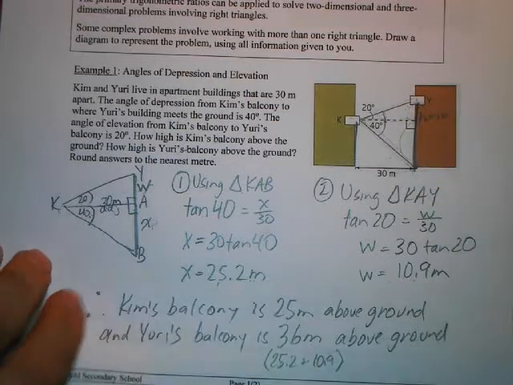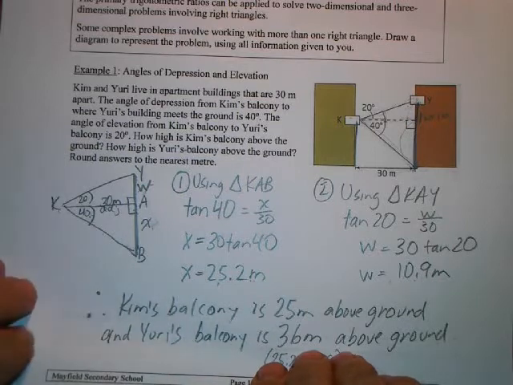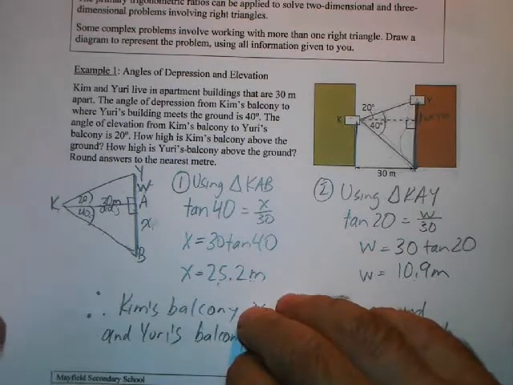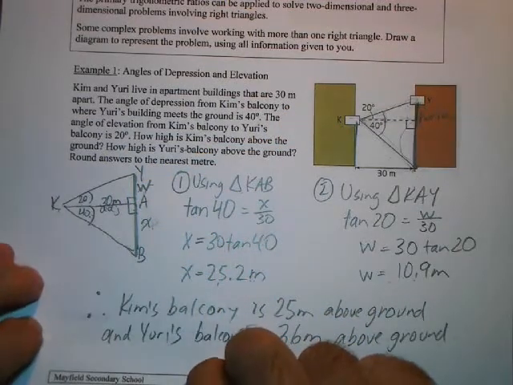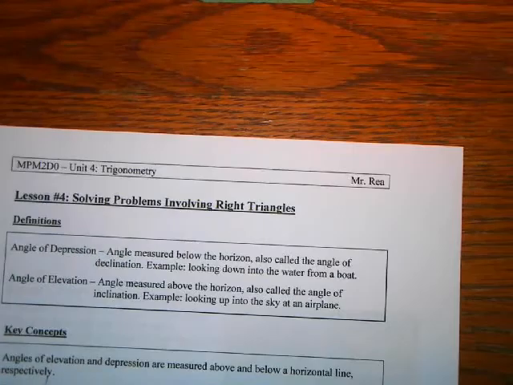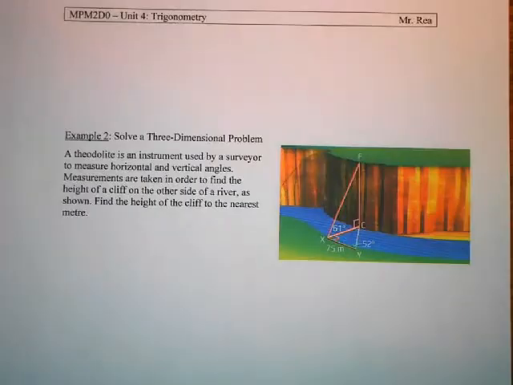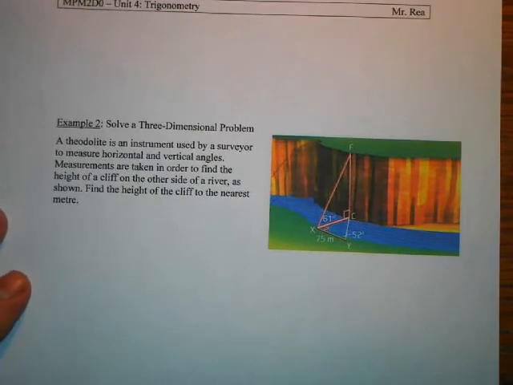Okay, so that's a good word problem involving two triangles that actually share the same side, but we have to combine sides to answer one of the questions. Okay, so that's our 2D word problem. Here is a 3D word problem, and I took this straight from the textbook, so if you want to refer to that.